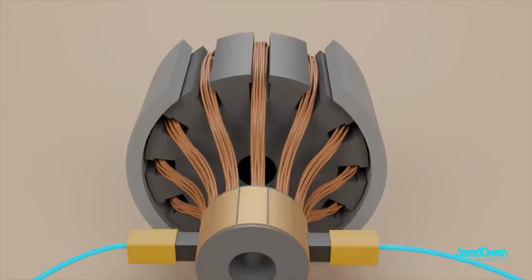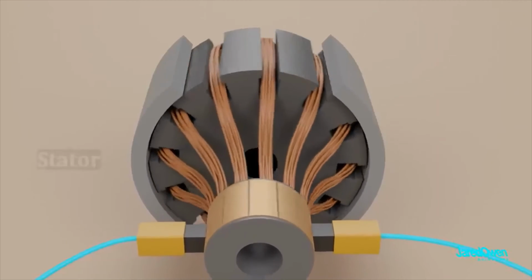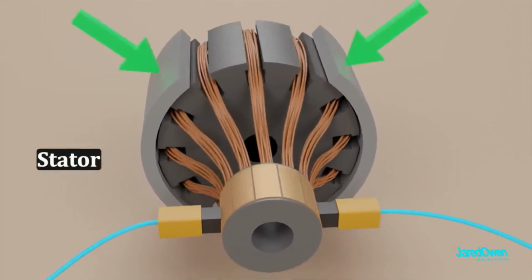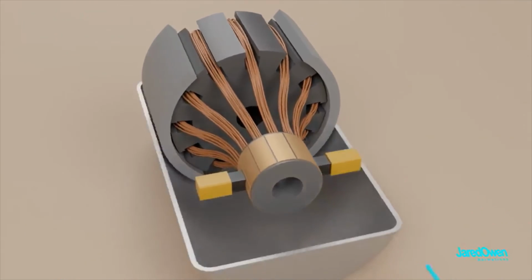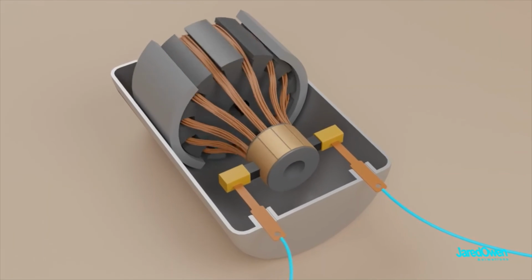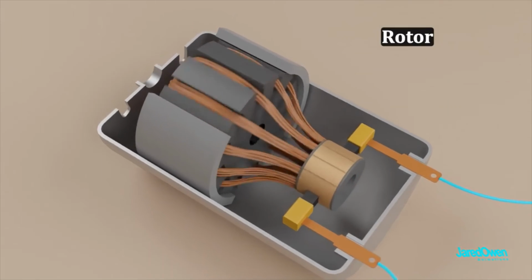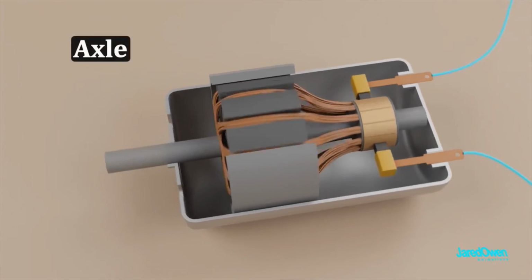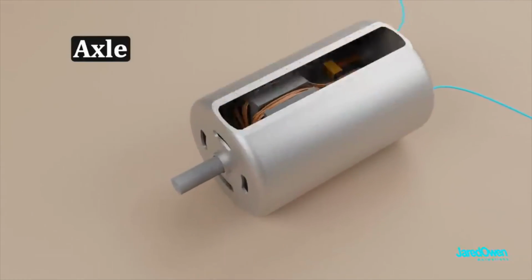Let's learn a few more terms here. The part that doesn't move is called the stator. In this case, it's the two permanent magnets on the side. These fit inside the edges of the motor case. The armature in the middle is also called a rotor. Remember, this is the part that spins. The axle goes through the middle here and then sticks out the back of the motor.